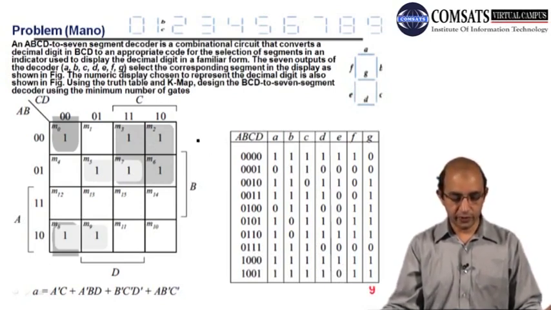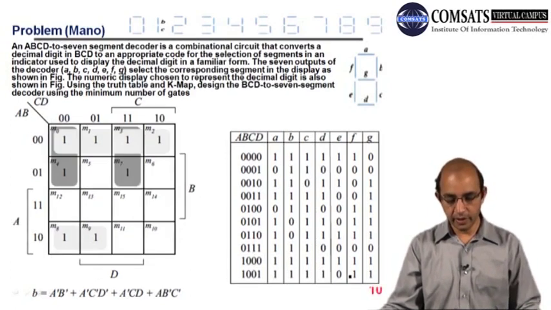So if we start from A, we have M0, this is M2, M3, and then we have M5, M6, M7, and then we have M8 and M9. So this is A, and after the simplification we will be having this, right?